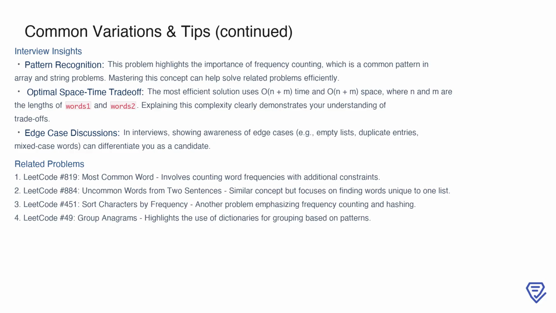Additionally, this problem is connected to other LeetCode challenges. For instance, problem number 819, Most Common Word, involves frequency counting with added constraints, while number 884, Uncommon Words from Two Sentences, focuses on finding words unique to one list. Problems like number 451, Sort Characters by Frequency, and number 49, Group Anagrams, further highlight the versatility of hashing and frequency-based approaches. Exploring these related problems can deepen your understanding and make you more prepared for similar tasks.